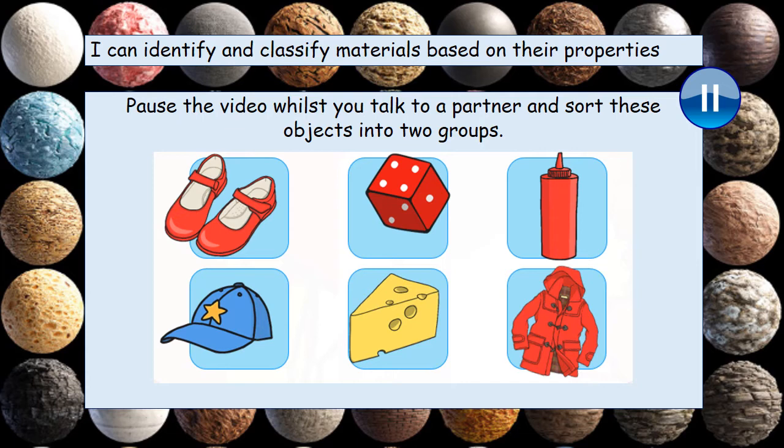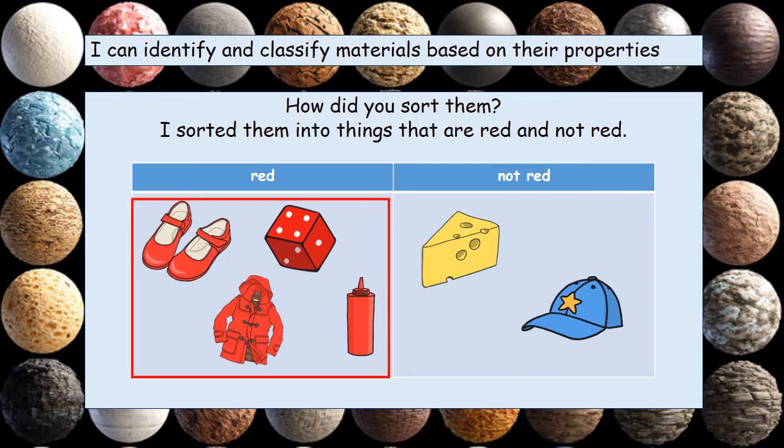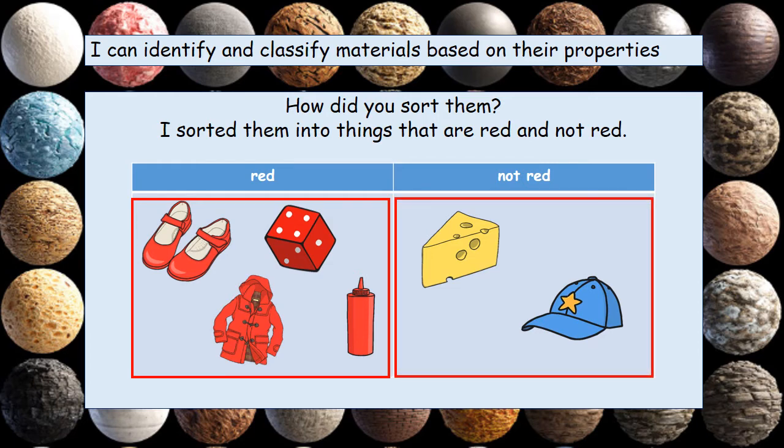Pause the video whilst you talk to a partner and sort these objects into 2 groups. How did you sort the items? I sorted them into things that are red and not red. So all of the red items I've put here, and all of the not red items are over here.